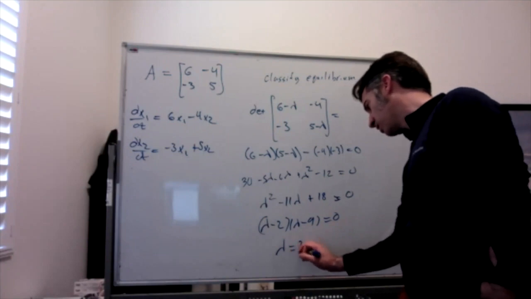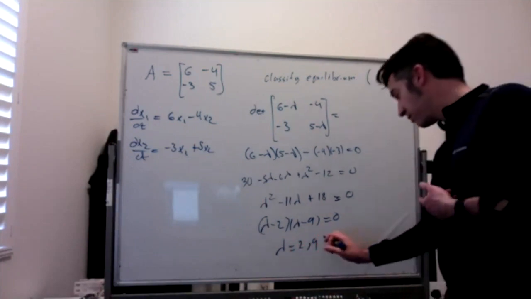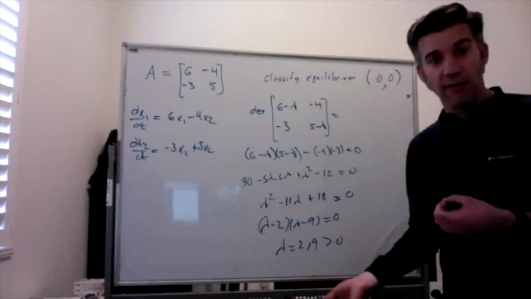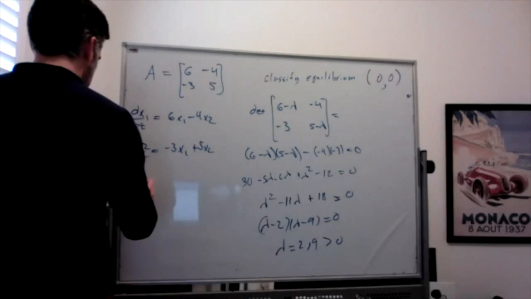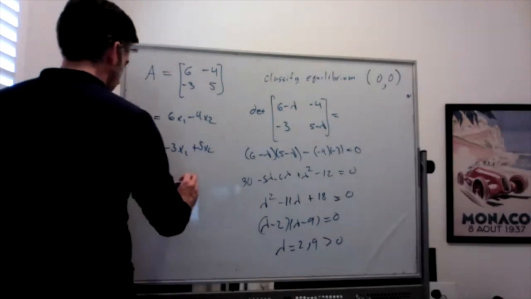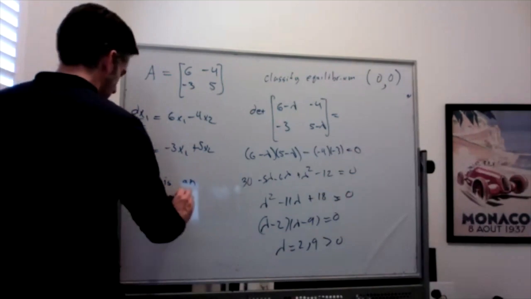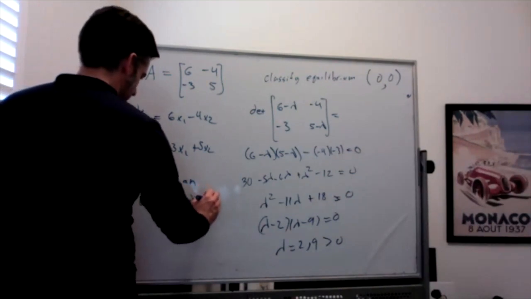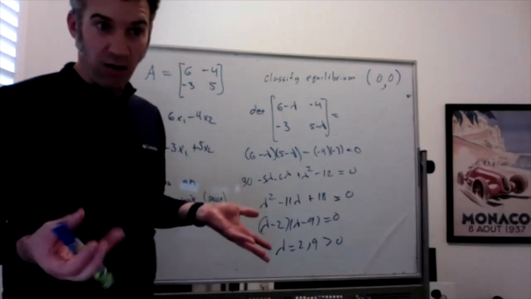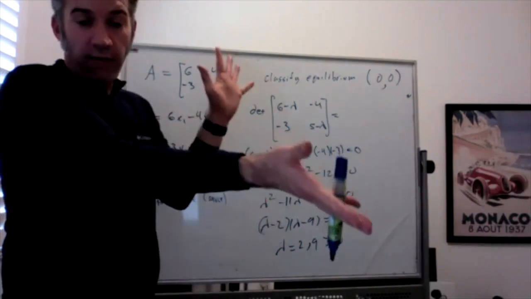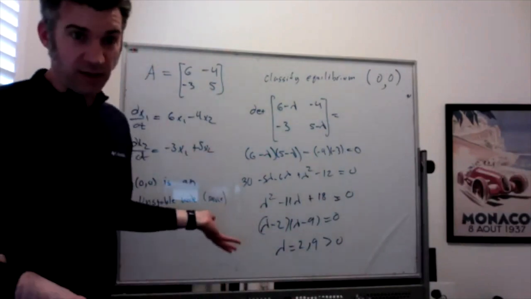So our solutions are lambda equals 2 and 9, which are both positive, meaning we have a source. So the origin is an unstable node, also called a source, right? Because on our eigenlines, whatever they are, everything's going to be pointing away from the origin. That's all I really want to say about this.